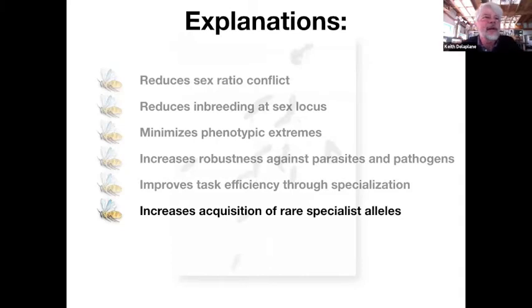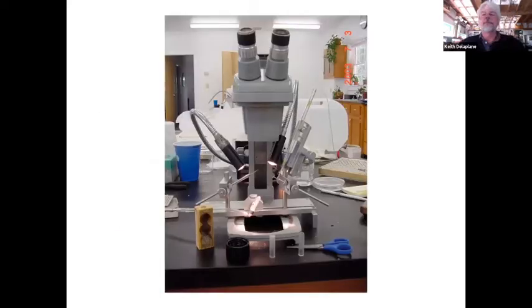So here we have a sixth bullet to explain evolution of high levels of polyandry: that it increases acquisition of rare specialist alleles that are only beneficial when they occur rarely in the colony. Well, what's a good example of that? Well, I would propose to you hygienic behavior. We can replicate any of these conditions through the use of instrumental insemination, as you see a device here.